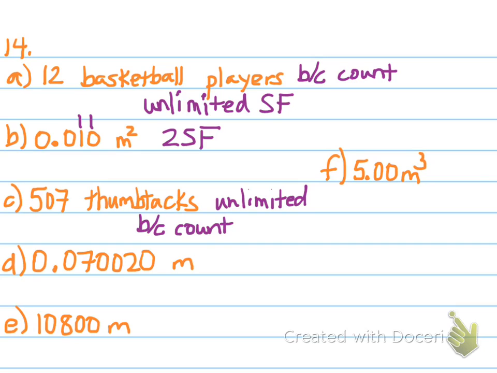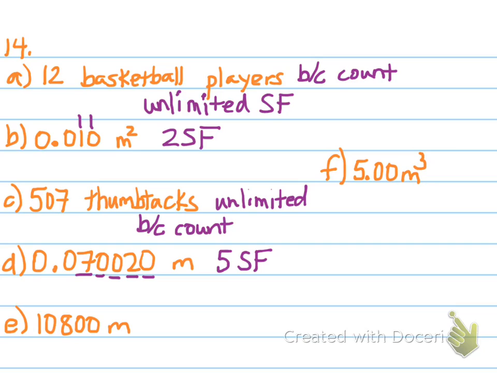In letter D, the 7 and the 2 are significant because of rule number 1, they're not zeros. The zeros between the 7 and the 2 are significant because of rule number 2. And this 0 to the right of the decimal and at the end of the measurement is significant as well. So that gives us 5 significant figures.